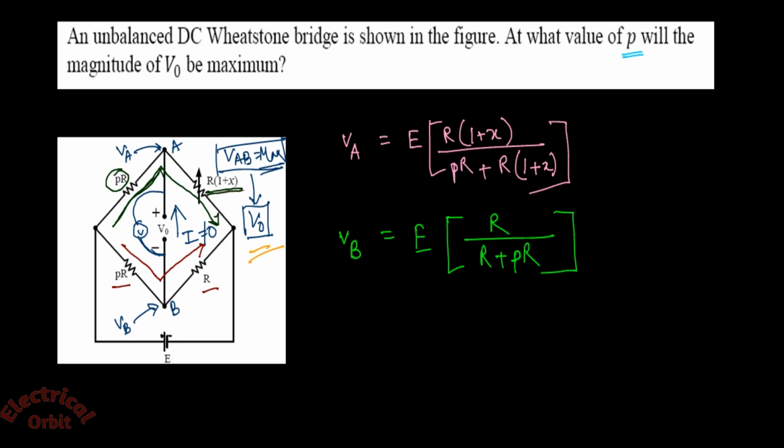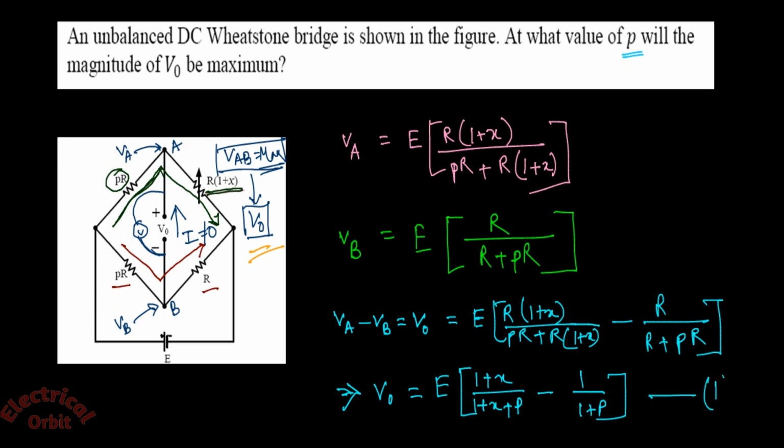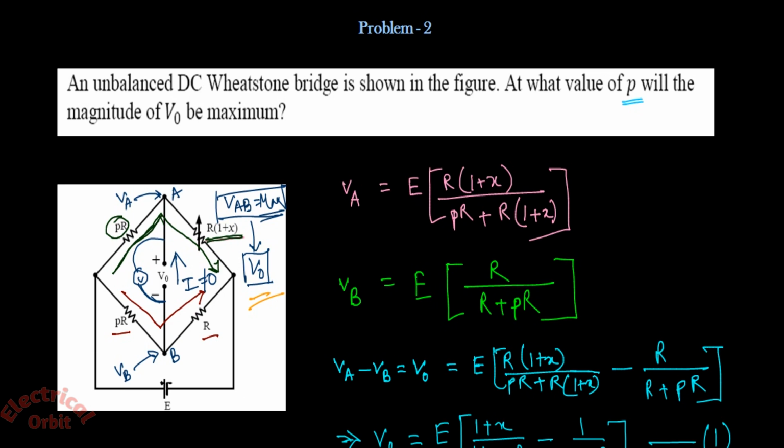Now if we calculate VA minus VB, that is equal to V0, that means we have to subtract like this. So finally calculating from here we get V0 is equal to like this. Let us call this equation number 1. Now look at the question here. Again, what will be the value of P so that the value of V0 is maximum?